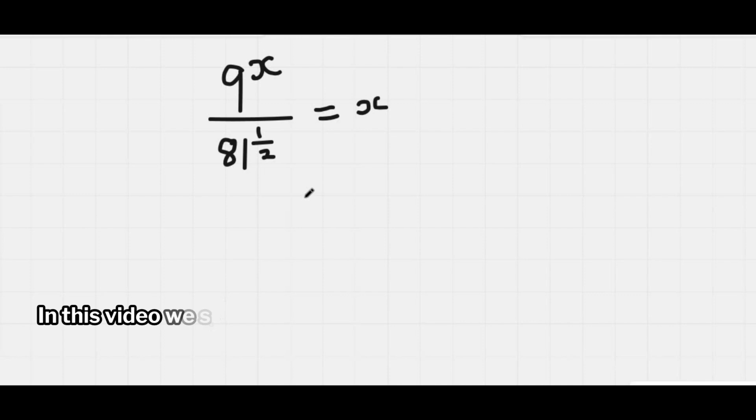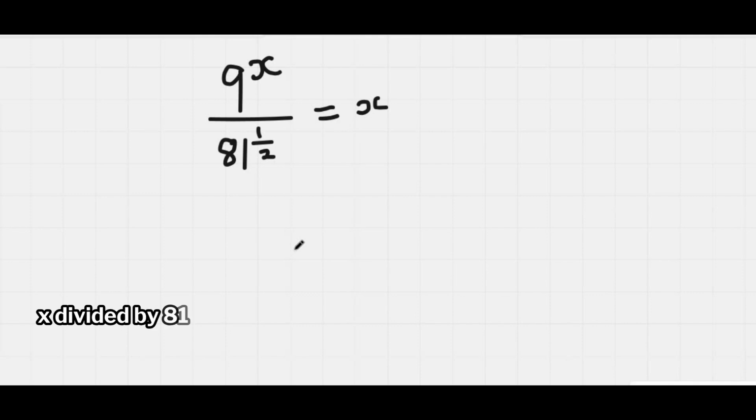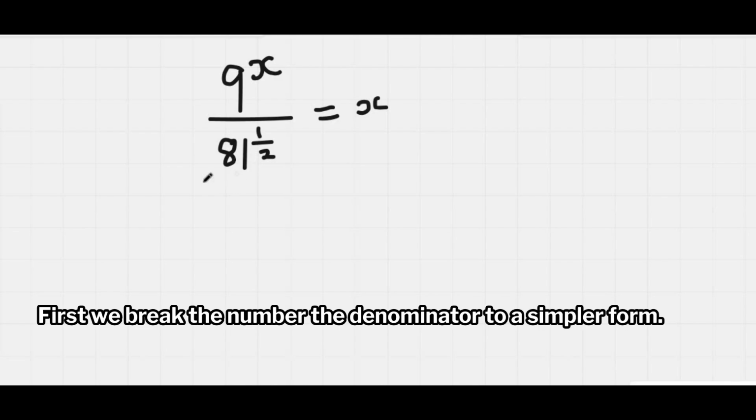In this video, we shall look at how to solve this exponential equation: 9 raised to power x divided by 81 raised to power 1 over 2 equals x. First, we break the number at the denominator to a simpler form.